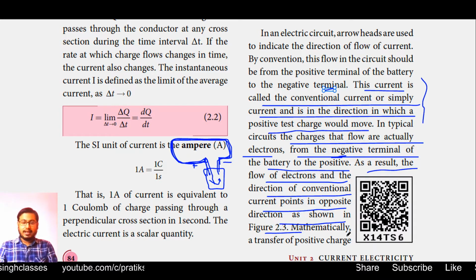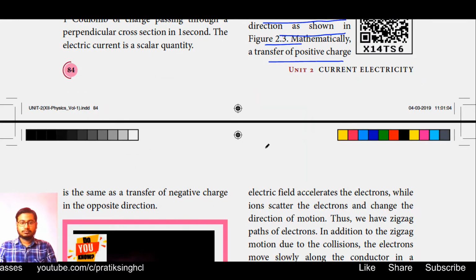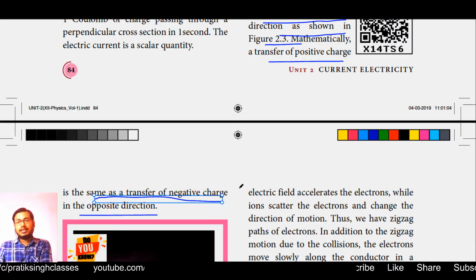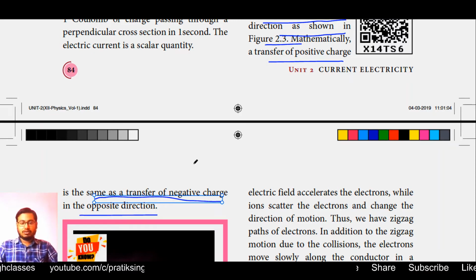That is, the direction of flow of current and the direction of flow of charges are opposite to each other. Mathematically, we can say that the transfer of positive charge is the same as a transfer of negative charge in the opposite direction. So it means that the amount of positive charge coming out of the positive terminal must be equal to the amount of negative charge coming out of the negative terminal of the battery to keep it balanced. But does it always happen? Let us see what is given in the book.